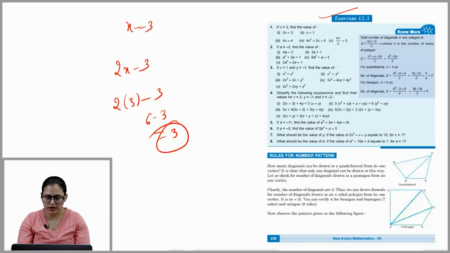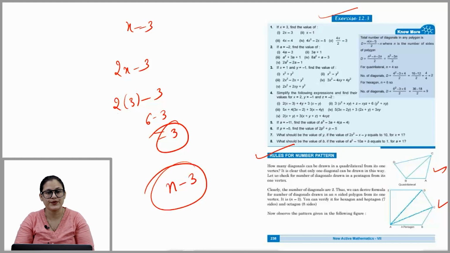Next, rules for a number pattern. How many diagonals can be drawn in a quadrilateral from its one vertex? It is clear that only one diagonal can be drawn in this way. This is a quadrilateral because it has 4 sides. Let us check for the number of diagonals drawn in a pentagon from its one vertex. Clearly the number of diagonals is 2. Thus we can write a formula for the number of diagonals drawn in an n-sided polygon from its one vertex. It is n minus 3, where n is the number of sides. You can verify it for hexagon, heptagon and octagon also.